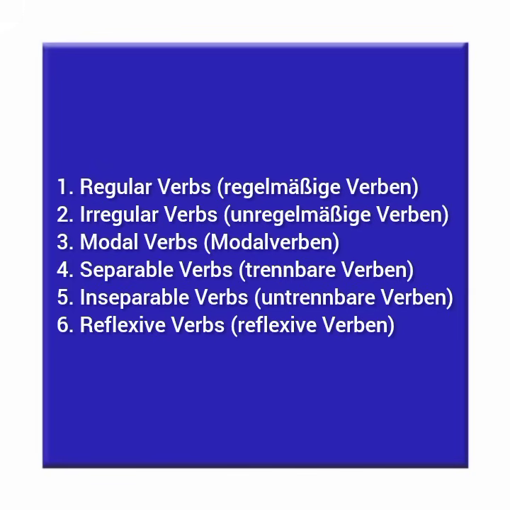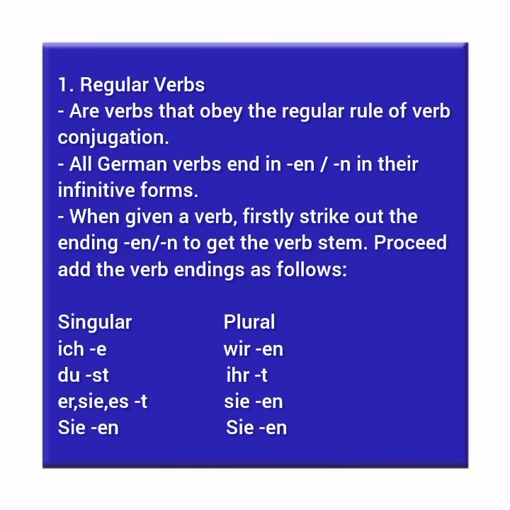Separable verbs, we simply call them trennbare Verben, and inseparable ones, which you call untrennbare Verben. So by the end of this topic, you will have seen all these types of verbs: regular, irregular, modal, reflexive, separable, and finally inseparable. In this chapter, I want us to focus on the regular verbs.